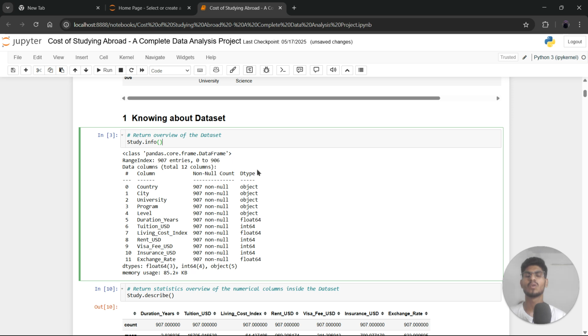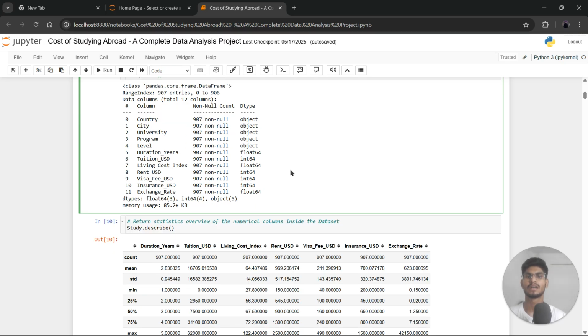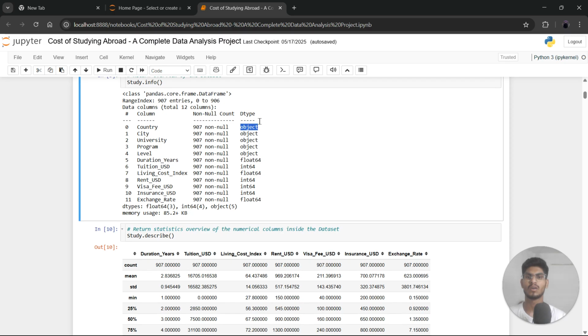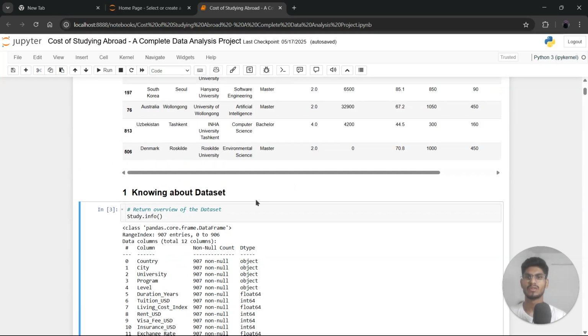The info function will give us the overview of our data set: the number of rows per column, whether we have null values in our data set or not, and the data type of each column. So we will see that country has 907 rows, there is no null value, and the types of the values are object, meaning string, float, meaning decimal numbers, and integer, meaning whole values.